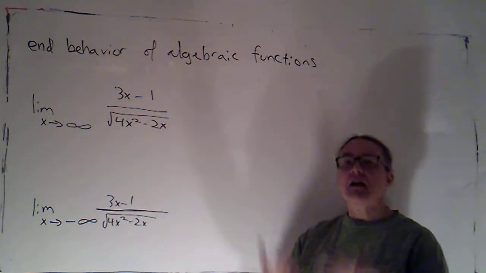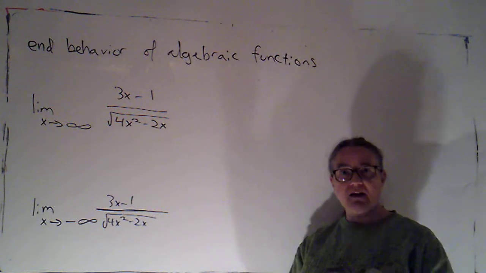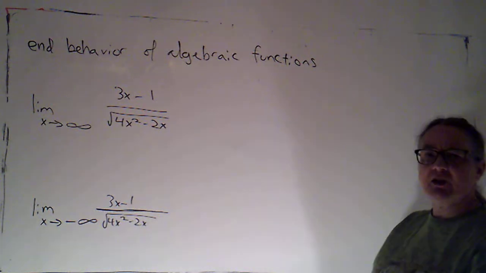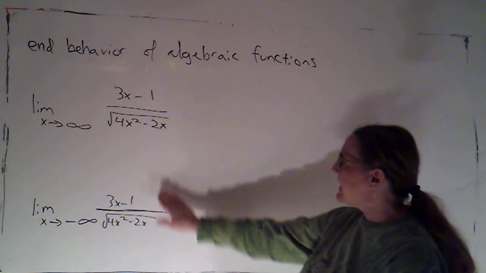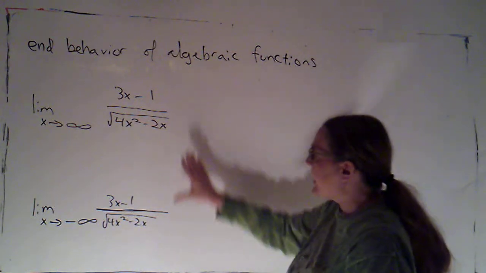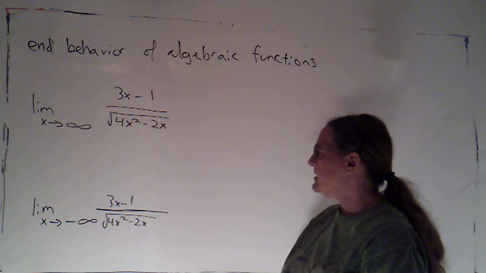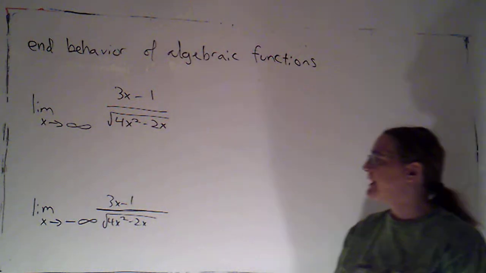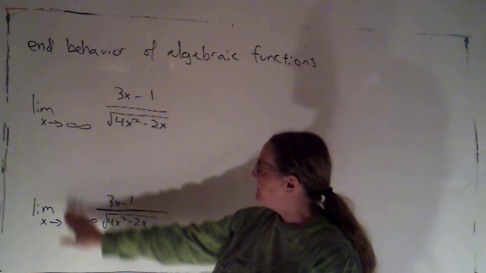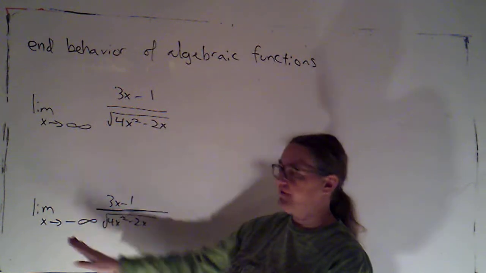We've seen combining polynomials using arithmetic. If I divide two polynomials, I get a rational. We haven't seen the introduction of roots. And that's what we have here. So I have here the same algebraic function, 3x minus 1 over root 4x squared minus 2x. We're going to take the limit as x goes to infinity and as x goes to negative infinity.